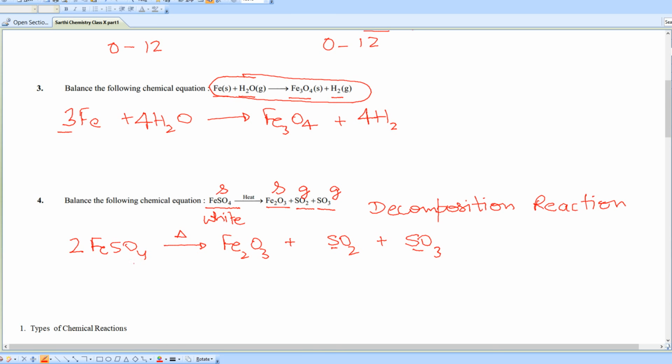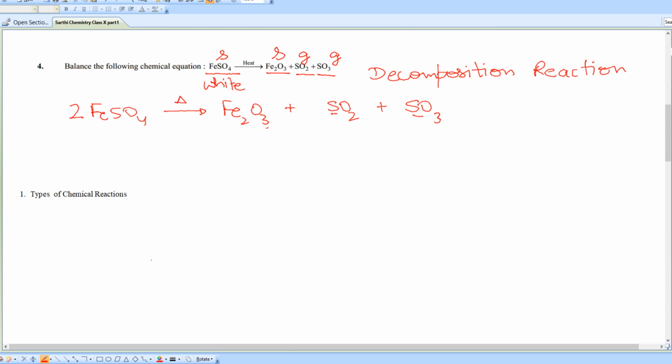What about oxygen? On the left hand side we have 8 atoms of oxygen, and on the right hand side we have 3 plus 2, 5, plus 3, 8. So oxygen is also balanced. So we have a balanced chemical equation for ferrous sulfate. So let's move on to the next question. If you have any doubt, then you can ask in the chat also. And if you want me to go slow, then also you can write.